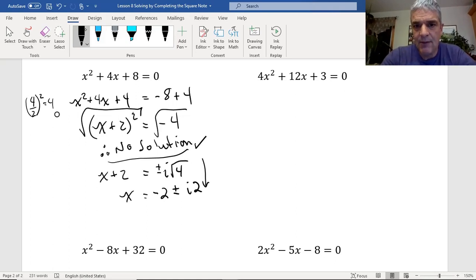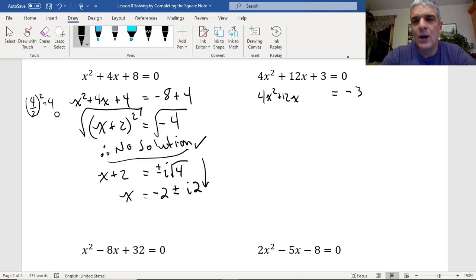In this case, we have a 4 out in front of our x, and this creates all kinds of challenges. So what we're going to do, same thing, we're going to move the 3 over to the other side. That's -3. And then we're going to have 4x squared plus 12x, and we're going to want to put in here. But we don't want to do this with the 4 out front. That's just way too tricky. So what we're going to do is divide everybody by 4 in the whole thing.